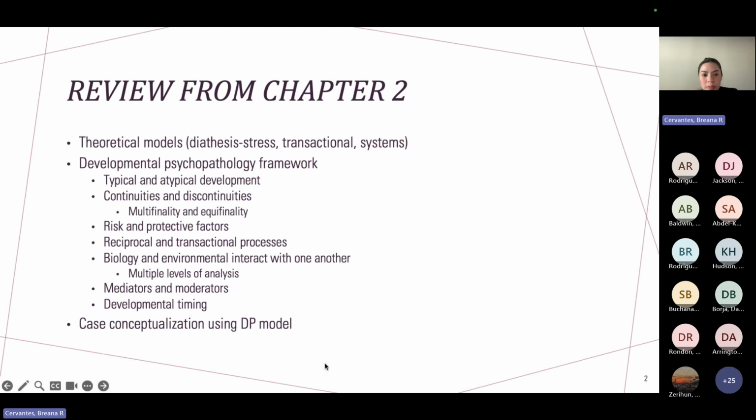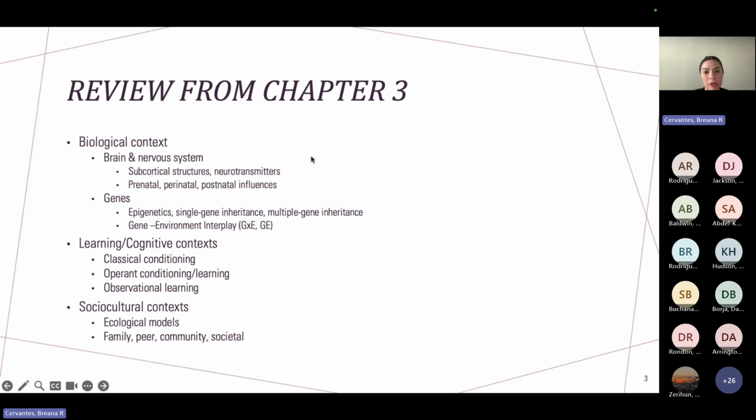So review from chapter 2, this is all the developmental psychopathology stuff. This last bullet point is most important for assignment 1. So make sure you're reading or watching from that slide on. This is the stuff I just talked about for chapter 3. So additional domains of interest. So the biological level, the cognitive learning levels, and then the sociocultural levels.